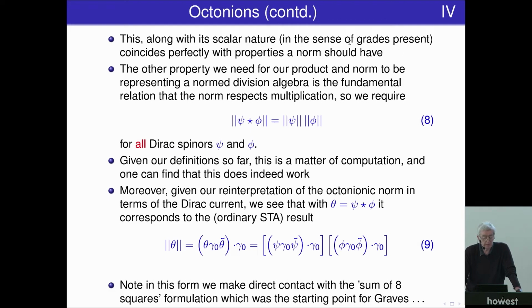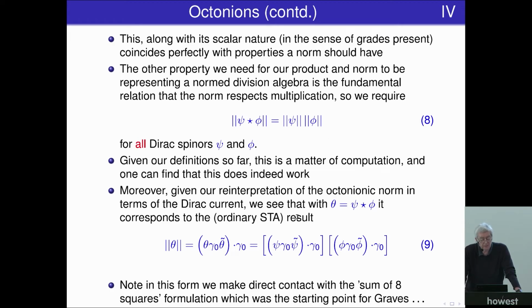Well, there's one more property we need to verify. That is that the norm of a product is the product of the norms. Okay? It's got to respect multiplication. And so here we have the norm of psi producted with phi should be this product of norms there for all Dirac spinors psi and phi. And given our definitions so far, this is a matter of computation, right? We just work this out within the STA and see if it works. And it does, okay? So we have indeed instantiated this norm product.